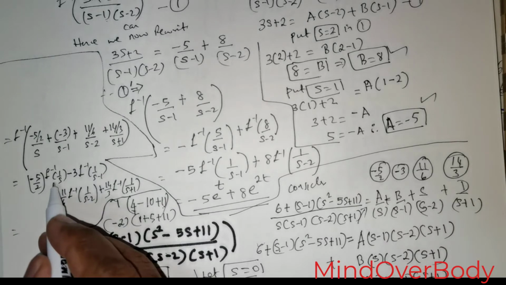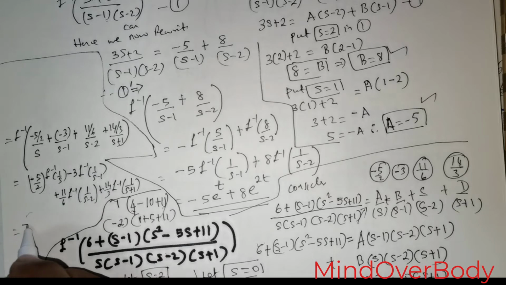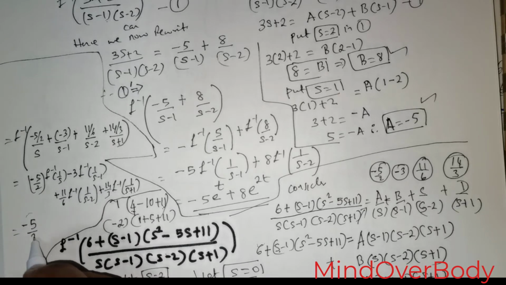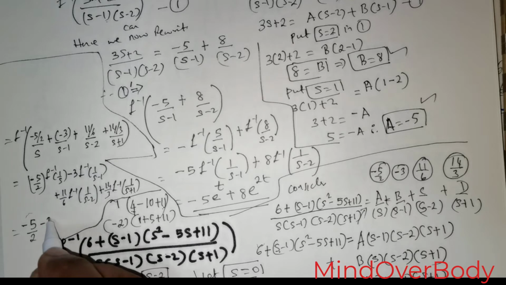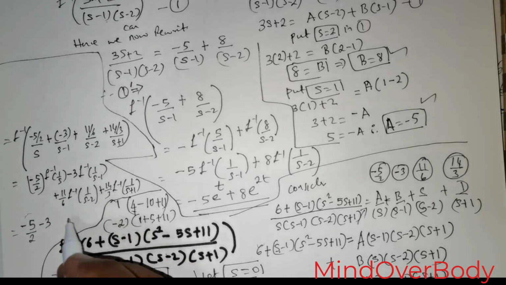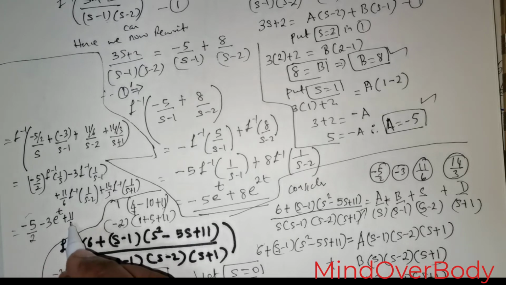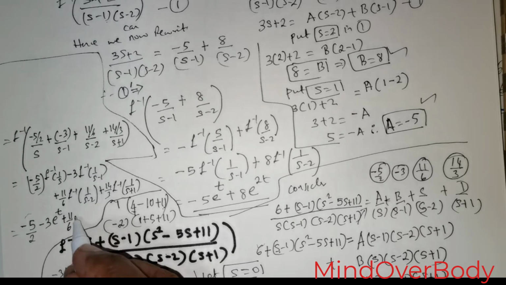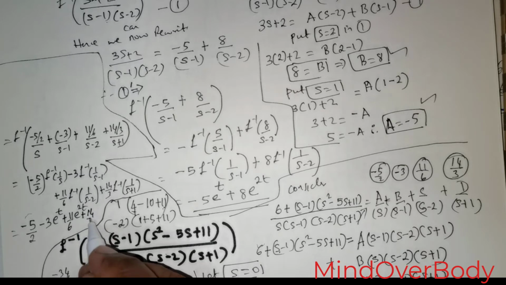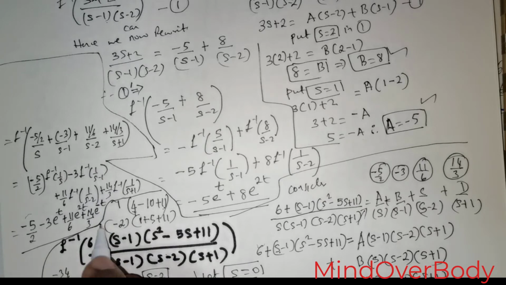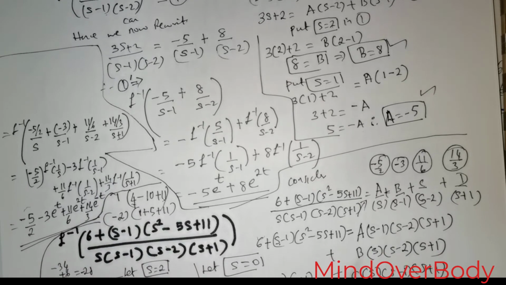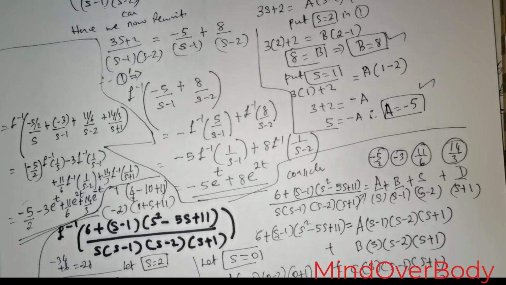So this quantity L inverse of 1 over S is going to be 1, so I can safely write that to be -5 over 2, followed by -3, 1 over S -1, that's going to be e raised to the power of +t, followed by 11 over 6, 1 over S -2, that's going to be e raised to the power of 2t, and followed by 14 over 3, and 1 over S +1 is going to be e raised to the power of negative t. So this is the solution for this question, students. I hope you had followed this. So we will move on to the next one.